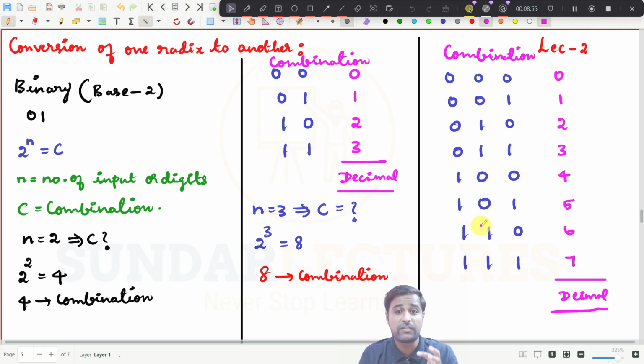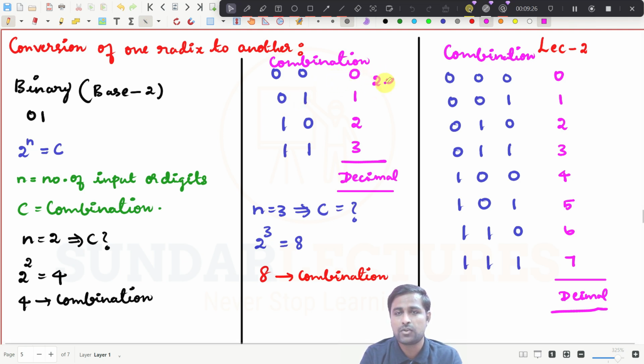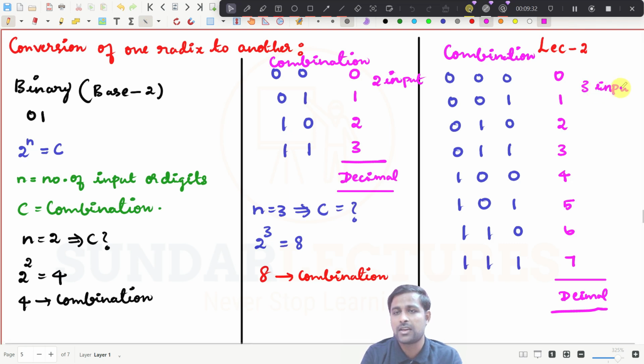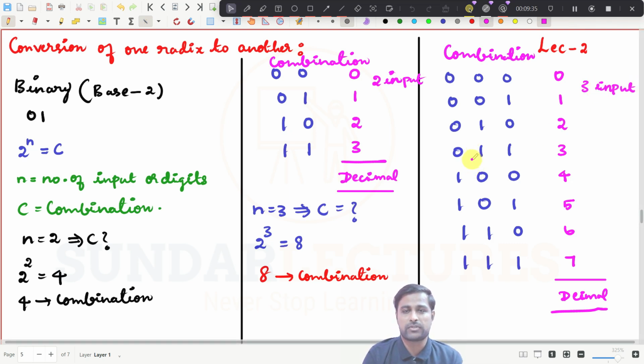You have to be very clear about these things before entering into the other topics in digital system design. Up to 16 you have to remember. If you remember the decimal values up to 16 and their equivalent binary values, then it will be very easy, because we always use 4 input systems. This is a 3 input system, this is a 2 input system, and a 4 input system is very important. I will just write it down.